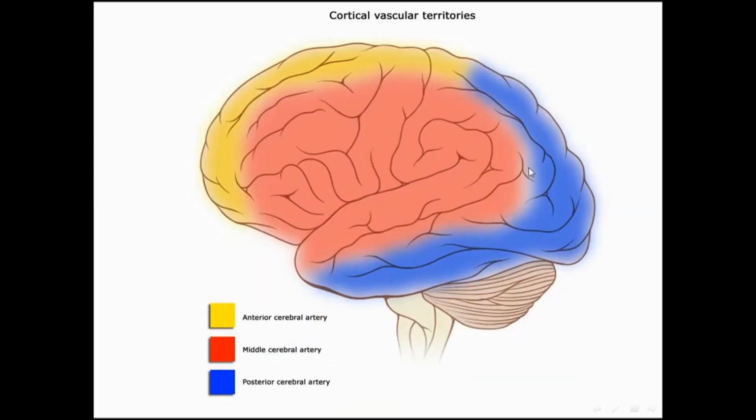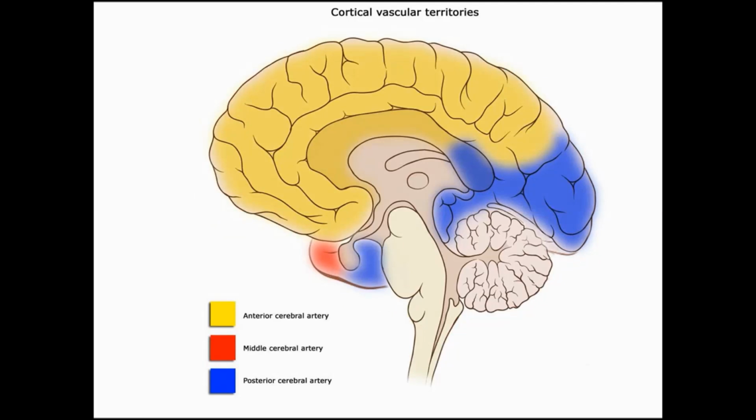This illustration here shows the territories of the cortical vessels. On the lateral surface of the brain, the most anterior part is supplied by the anterior cerebral artery, and most of the lateral part is supplied by the middle cerebral artery, including the superior area of the temporal lobe and the anterior area of the parietal lobe. And then most of the posterior area, including the posterior area of the parietal lobe, the occipital lobe, and the inferior area of the temporal lobe, are supplied by the posterior cerebral artery.